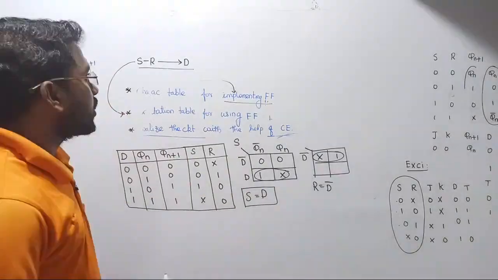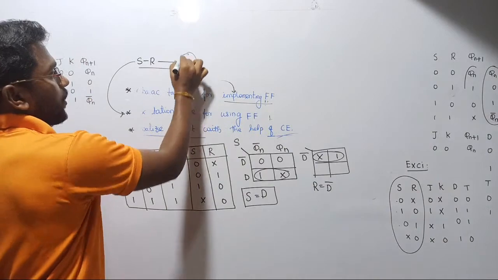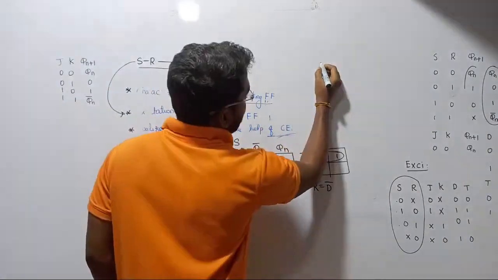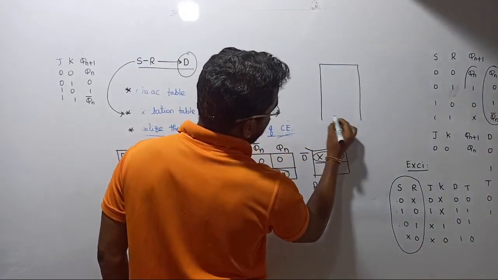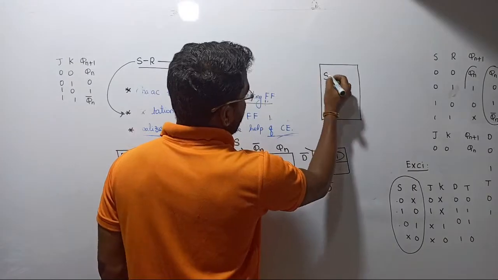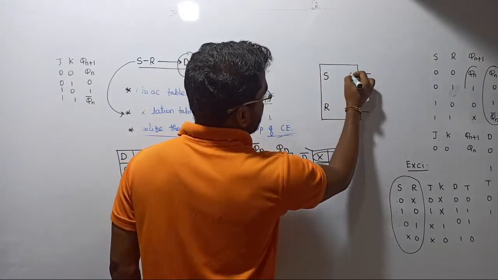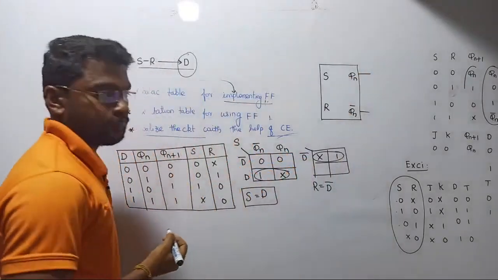So what we have understood here, which flip-flop are we going to implement? We are going to implement the D flip-flop. Which flip-flop are we going to use? We are going to use the SR flip-flop, right? So let me write the SR flip-flop circuit first. Let us realize the SR flip-flop, because we are using the SR flip-flop in order to implement the D flip-flop. So SR, here it is going to be Qn, and this one is going to be Qn bar.